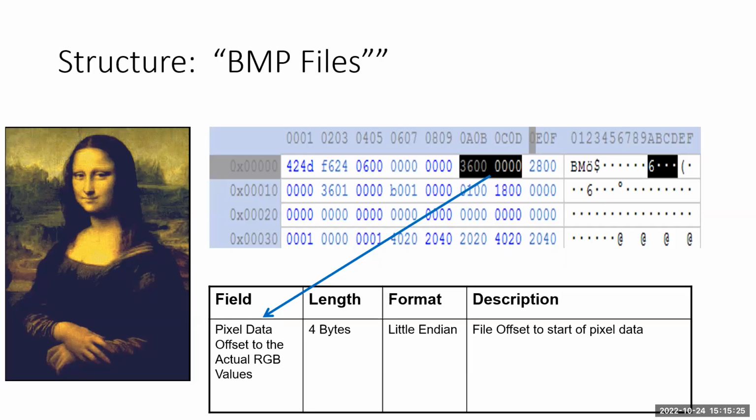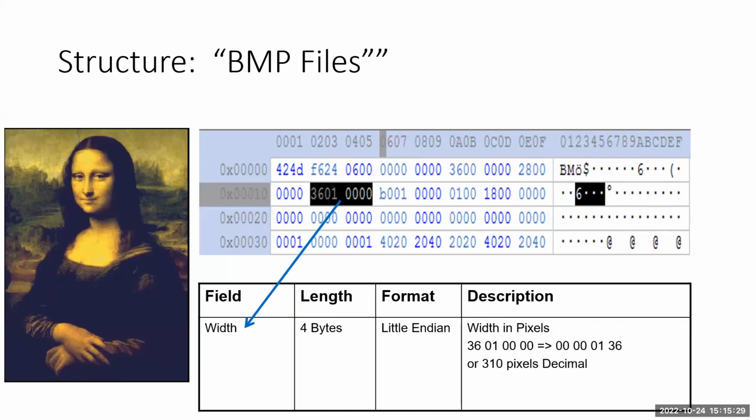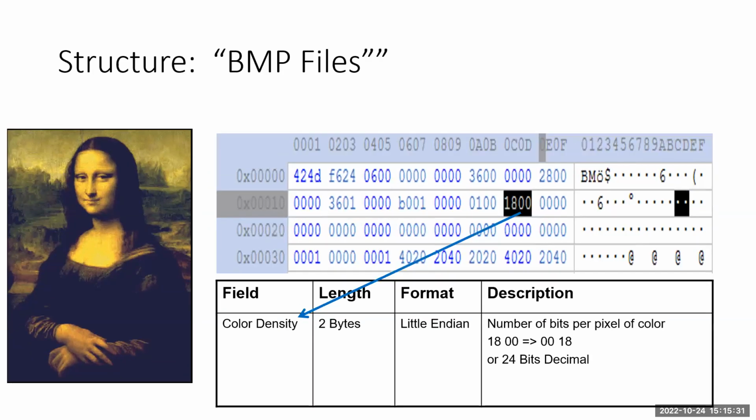This is going to tell us where the data actually starts. We see the width of it. We see the height, the color density. And from this perspective, 1800 in hex, that's going to be 24 bits. That's where we're going to get the actual overarching red, green, blue, 8 bits per.